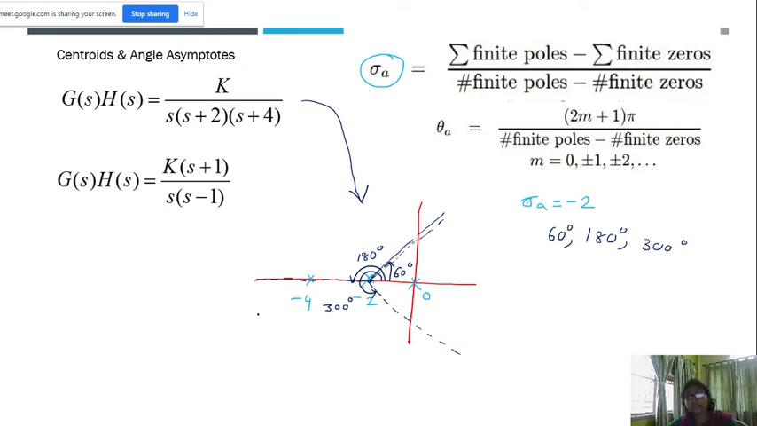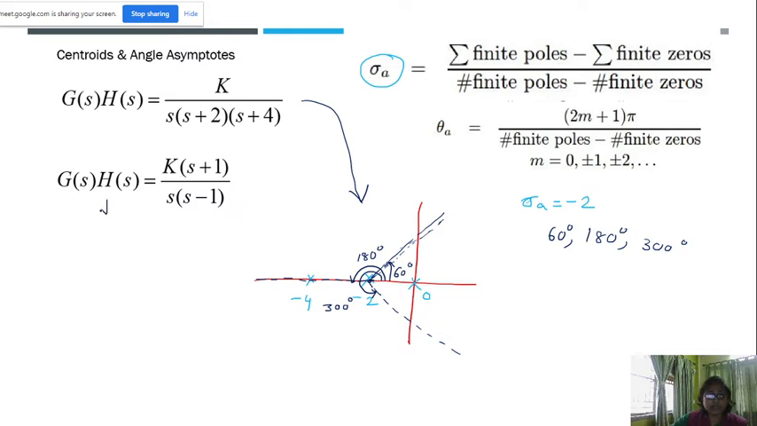You will understand how to draw the root locus following the asymptotic angles, because when your root locus goes from the real axis towards the complex plane, it will follow the asymptotic angles. That's why we need to draw the asymptotic angles. Okay. So similarly, let us consider the second example.